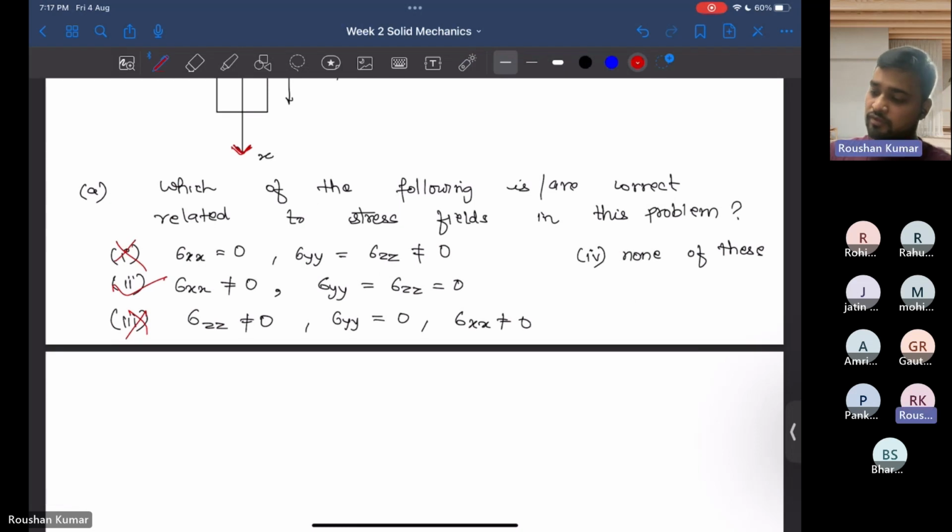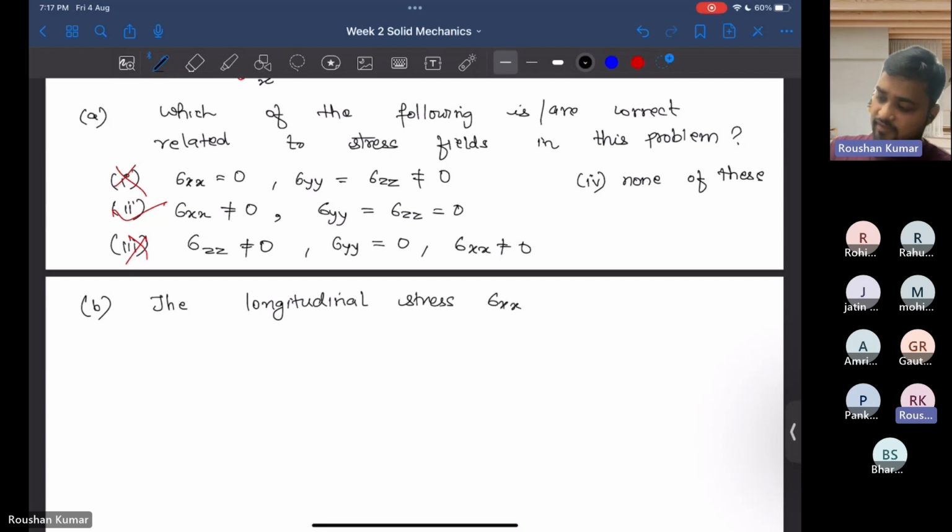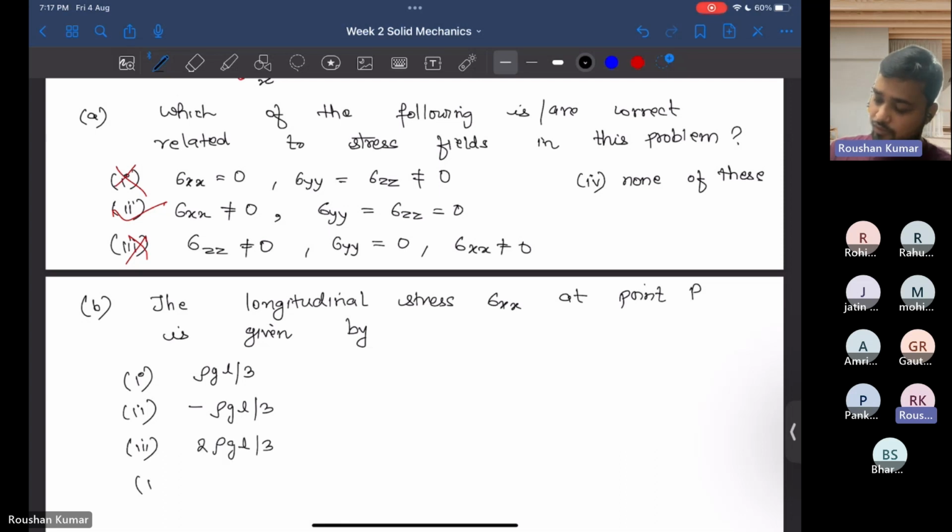There is a second question also based on the above statement. That is question number 5b. So it is the longitudinal stress sigma xx at point P is given by. The first option is rho g L by 3. Second option is minus rho g L by 3. Third option is 2 rho g L by 3. And the fourth option is minus 2 rho g L by 3.